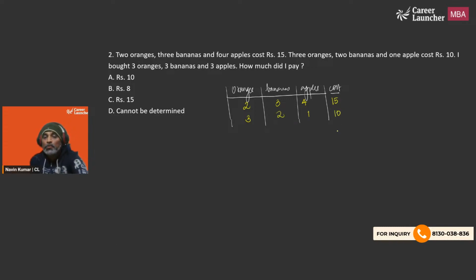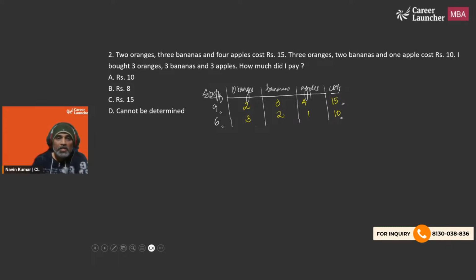So there are basically 2 ways to go about this. The first is we can look at the sum of the coefficients here, as in the sum of the fruits. So the total number of fruits we have is 9, 2 plus 3 plus 4. And the next one we have 3 plus 2 plus 1, that is 6. So if 9 fruits cost us 15 rupees, then 6 fruits should cost us 10 rupees. I hope this makes sense.